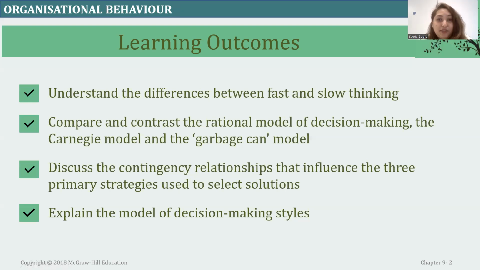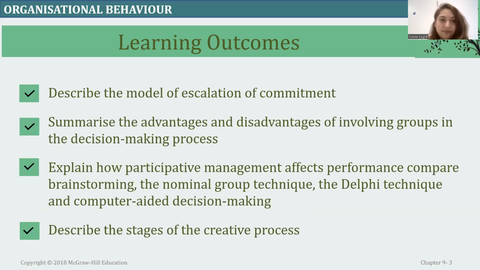Today we will be looking into the difference between fast and slow thinking. We will compare and contrast the rational model of decision making. We will be discussing the relationship that influences the 3 primary strategies that are used to find selected solutions. We will explain the model of decision making style. We will also discuss the escalation of commitment model. We will summarize the advantages and disadvantages of involving groups in the decision-making process.